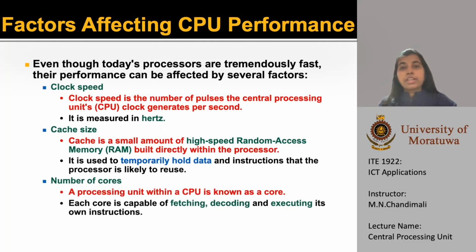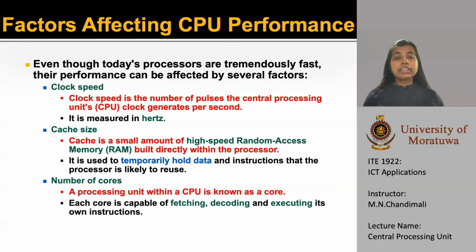Then let's look at the factors that affect CPU performance. First one is the clock speed. We discussed that the higher the clock speed, the better the performance. The second factor is the cache size. We discussed that the cache is a small amount of very fast random access memory built within the CPU, and the CPU looks for the particular data and instruction in the cache before fetching the data from the RAM. So, a higher cache size means a higher number of instructions and data that can be in the cache. This reduces the cost of fetching data from the main memory. So, a higher cache size means higher performance of the CPU.